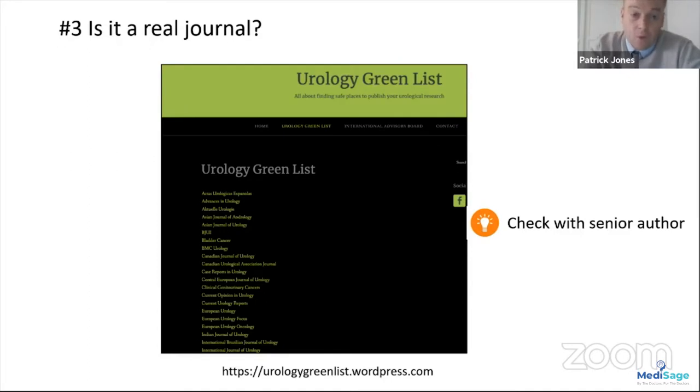Well, luckily, within the domain of urology, a few years ago, a group of experts in the field came up with this. This is a snapshot from the website. It's called the Urology Green List. And it gives you a list of trustworthy journals which you can use. Now, another tip for this is if there's any doubt, again, check with your senior author.